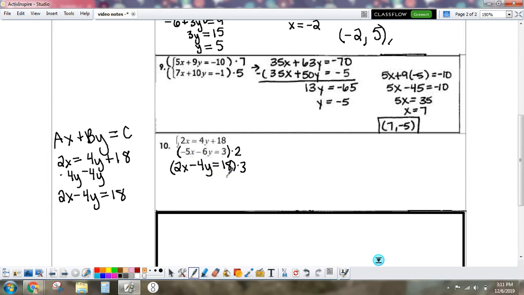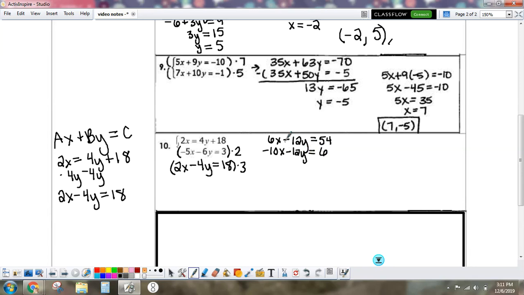So I'm going to start with the one that was originally on the top. So 2 times 3, that's 6x. Negative 4 times 3 is negative 12y. And 18 times 3 is going to be 54. And then for the second one, negative 5 times 2 is negative 10. Negative 6 times 2 is negative 12. And 3 times 2 is 6.